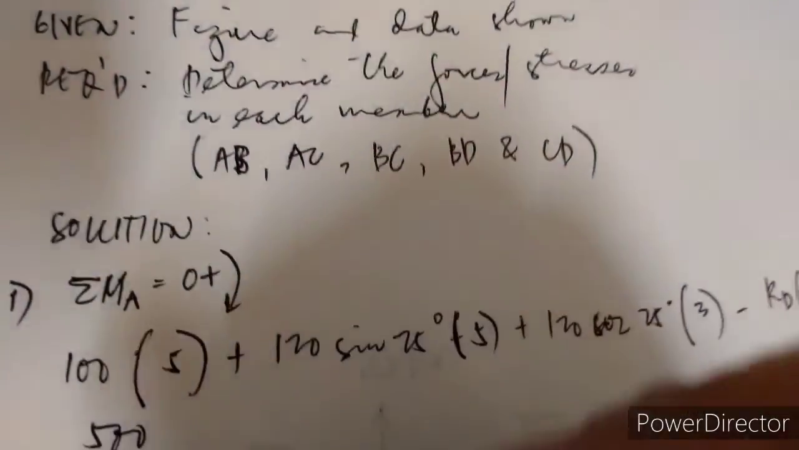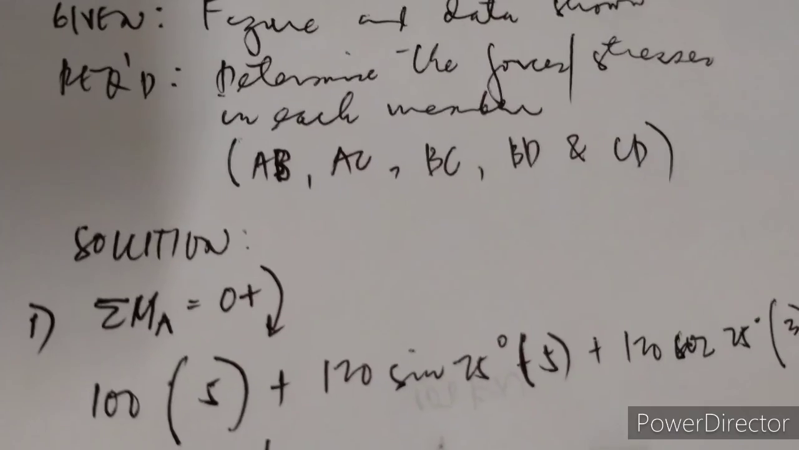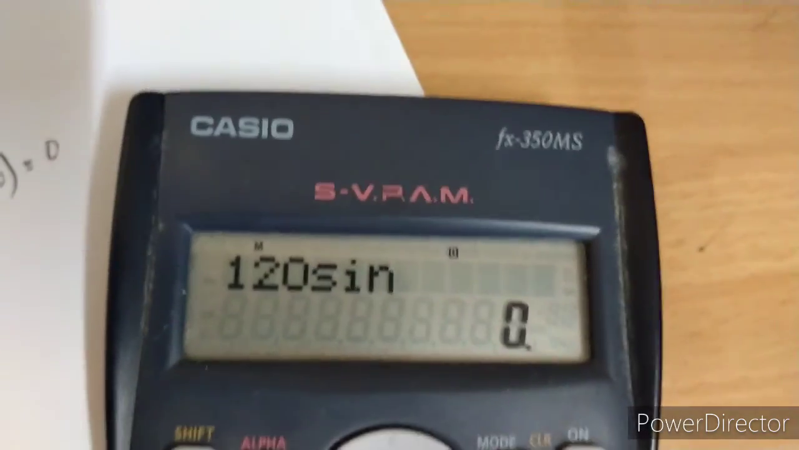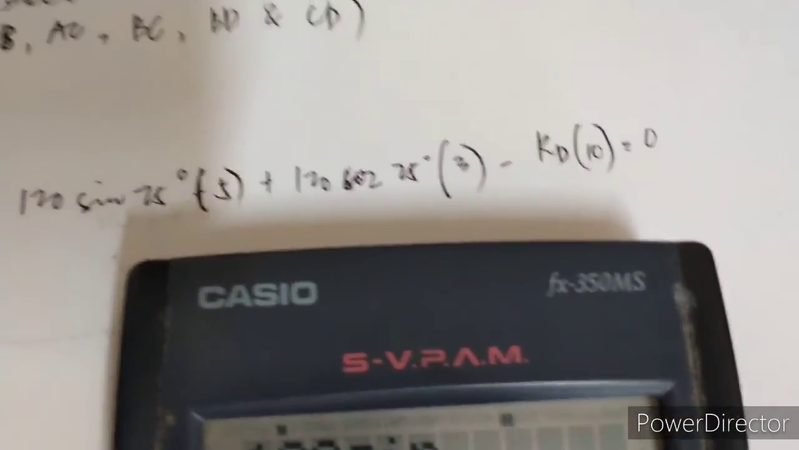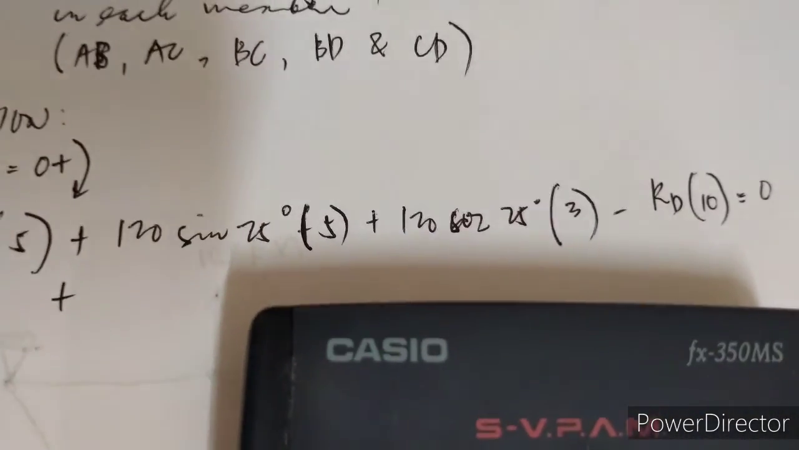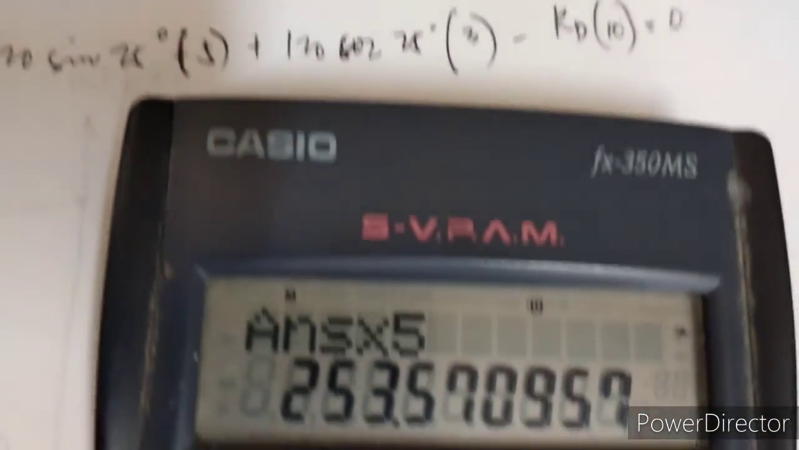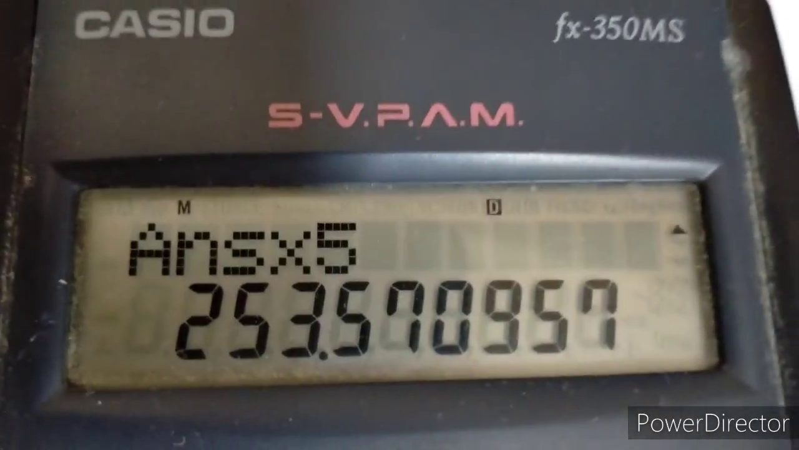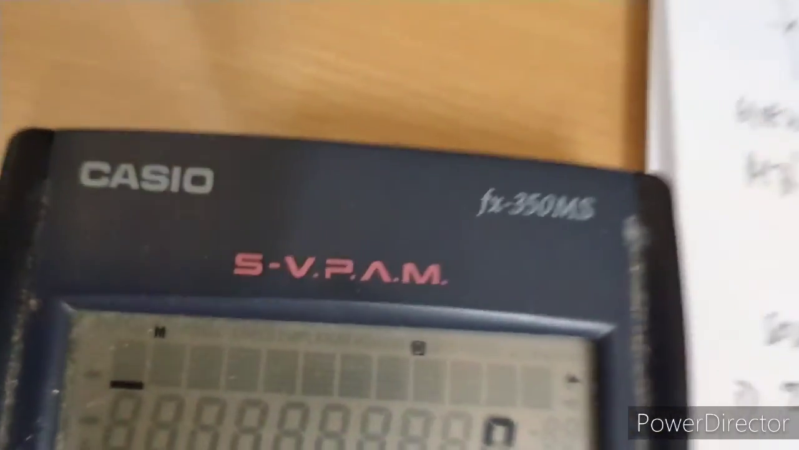So how about this? Plus we have 120 sine of 25 times 5. So that is 253.571.